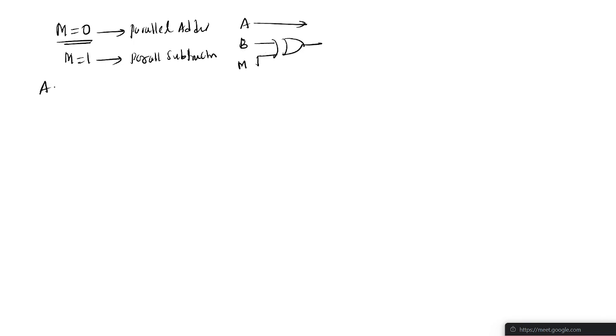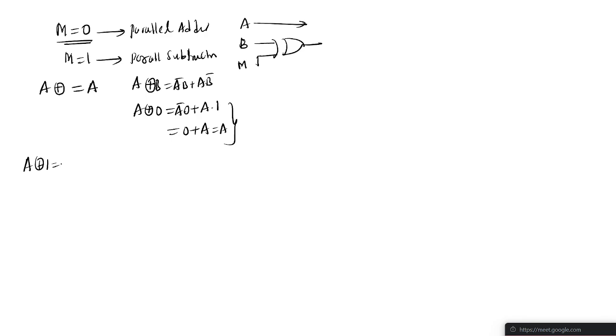So B XOR 0, what are you getting? B only, no? You know that A XOR B equal to what? A bar B plus A B bar. So A XOR 0 equal to what? A bar and 0 plus A and 1. So 0 plus A means you are getting A only. And next, A XOR 1 equal to, you will get A bar. Here A bar and 1 plus A and 1 bar means 0. So here you are getting A bar.